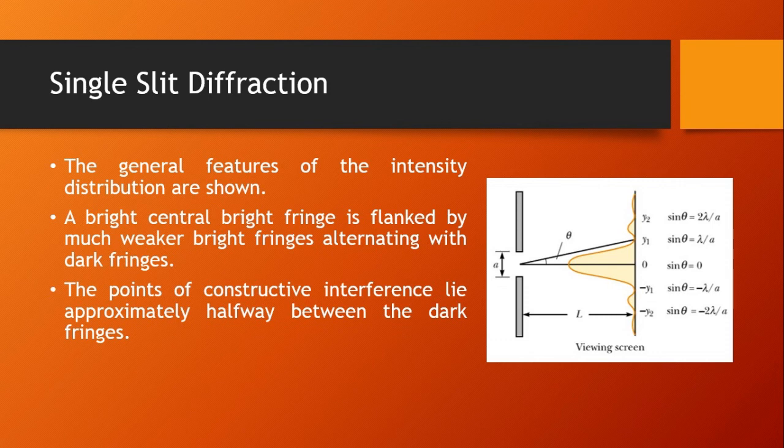However, it tells us nothing about the variation in light intensity along the screen. The general features of the intensity distribution are shown in the figure. A broad central bright fringe is observed. This fringe is flanked by much weaker bright fringes alternating with dark fringes. The various dark fringes occur at the values of theta that satisfy the equation sin theta equals m lambda/a. Each bright fringe peak lies approximately halfway between the bordering dark fringe minima, and the central bright maximum is twice as wide as the secondary maxima.